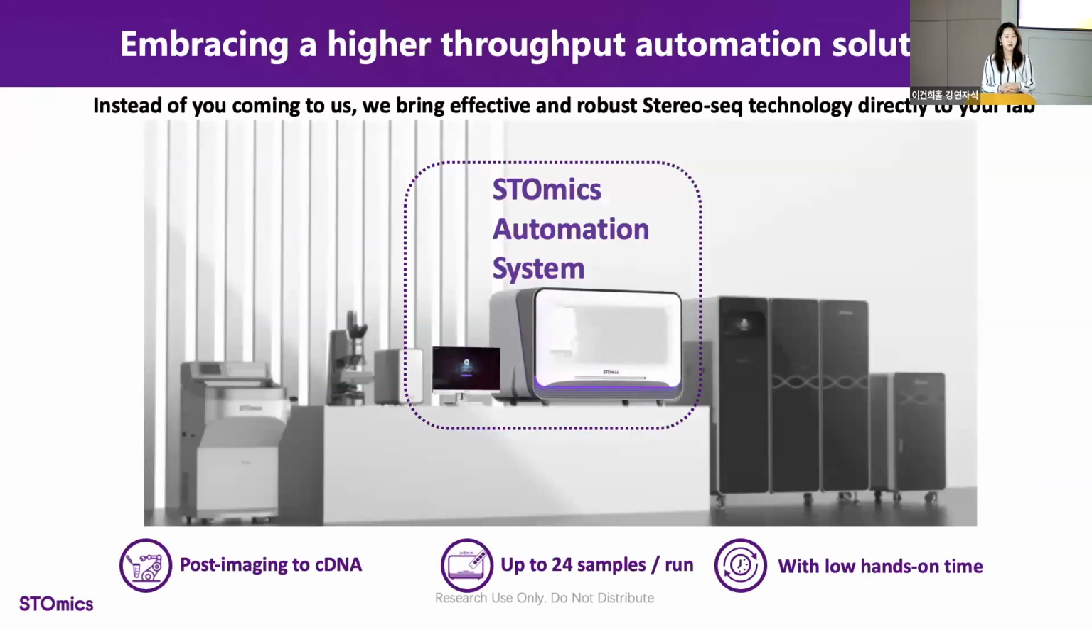Additionally, in order to embrace a higher throughput automation solution, we are bringing a STOMIX automation system into researchers' labs for you to process samples in a quicker and faster way. So this one, we are offering up to 24. And this is from post-imaging to cDNA collection, which works really well with our sister companies, MGI library prep automation system, and also the MGI sequencers.